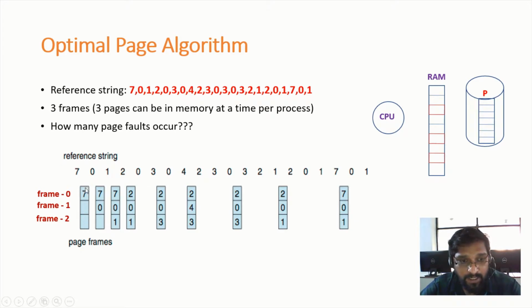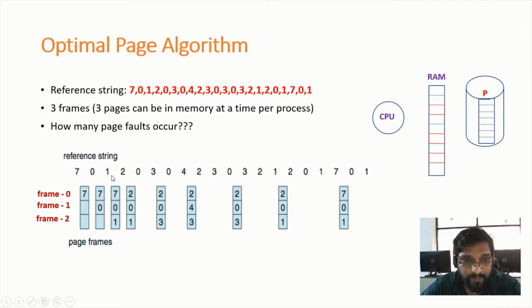Here I have written only 3 frames because in order to execute the process P, only 3 frames have been allocated. Next, the CPU is requesting page number 0, and page number 0 is not present inside the RAM. Since it is not present, we call it a page fault, and we move page number 0 from hard disk to RAM. Once we move it, our RAM looks like this.